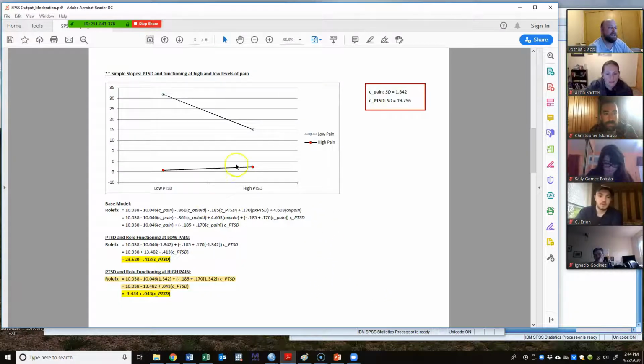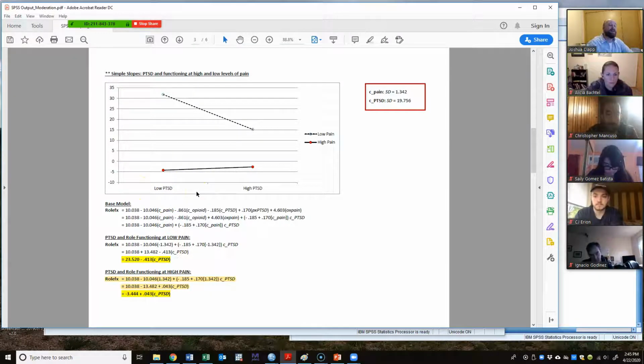When I'm looking at this, it looks like if I'm looking at people with low levels of pain, I'm seeing a pretty clear effect. As my PTSD gets worse, if I have low levels of pain, CJ, what happens to my role functioning? Decreases. It decreases, right? But what if I'm just in intense pain all the time? Does my PTSD matter? No, it doesn't. And where's my overall level of functioning at high levels of pain, across the range of PTSD? Generally pretty low. It's below sort of the actual real value for this scale, right?